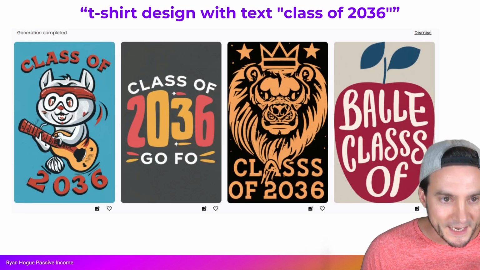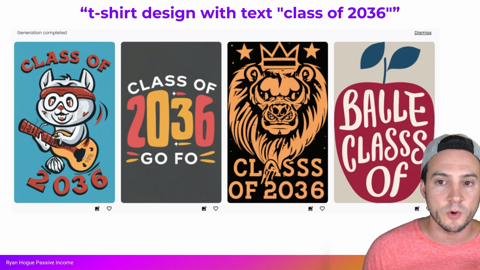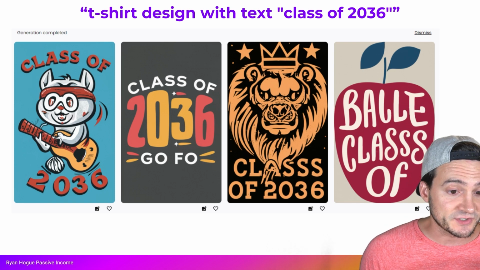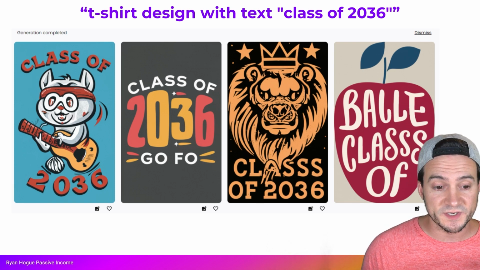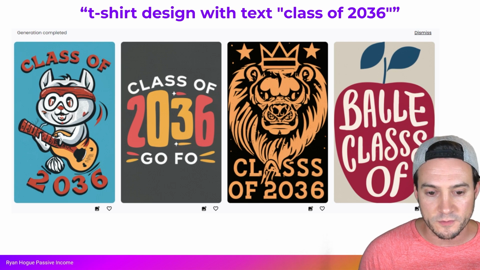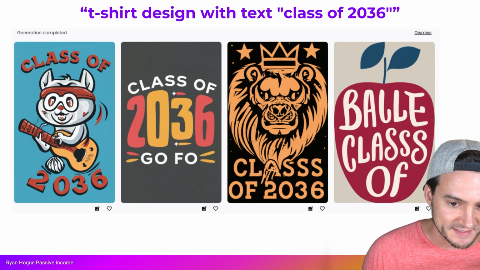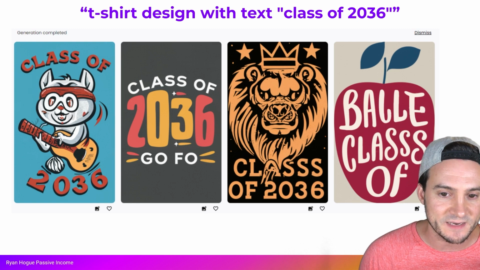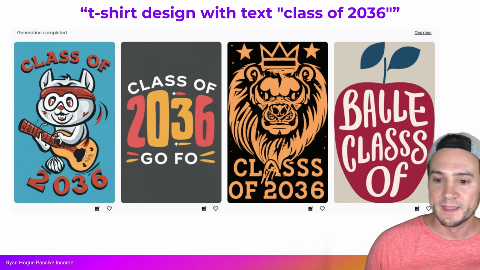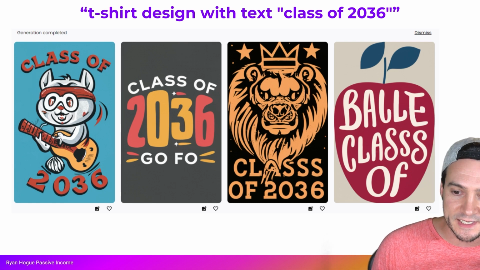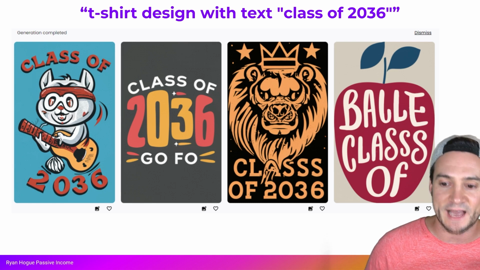So I reran it and I said t-shirt design with text, quote, class of 2036, end quote. The first design actually says class of 2036. The second one does too, but then underneath it, it says GOFO. I don't know what that means. Number 3 spot actually, I think says class of 2036. It's got a lion with some crazy bug eyes. I don't know. And number 4 is just an apple. It says Bali classes of, or class of with 3 S's.